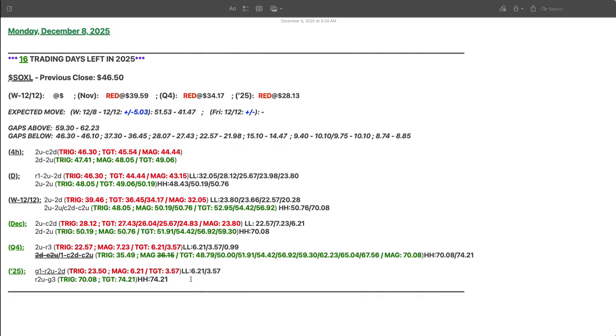Those are your triggers and targets for everything from a scalping perspective all the way up through the 1 year chart. I really tried to pack in as much information as I could without taking up too much time.